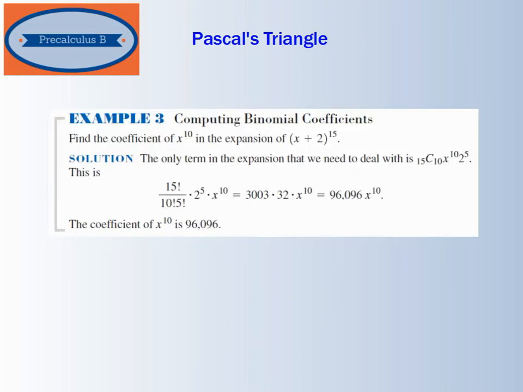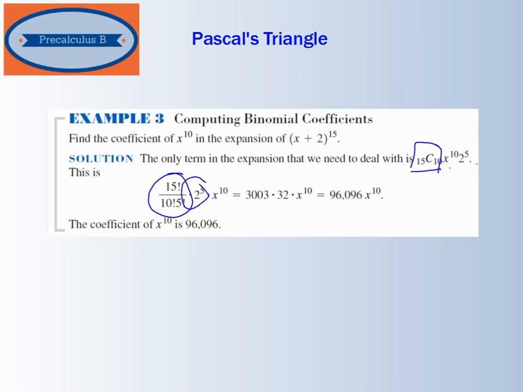All right. So the way in which we can think about doing this is the only term that we need to deal with is 15 choose 10. 15 choose 10 is that point, x to the 10th, 2 to the 5th. That's exactly what we just said. So to get 15 choose 10, it's 15 factorial over 10 factorial, 5 factorial, times 2 to the 5th.